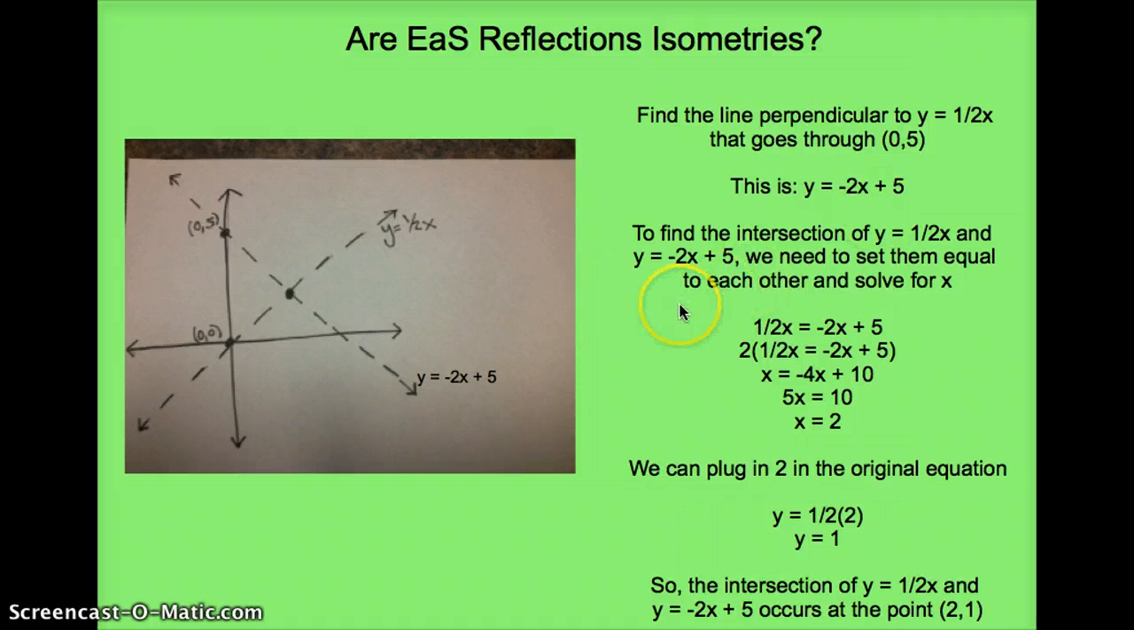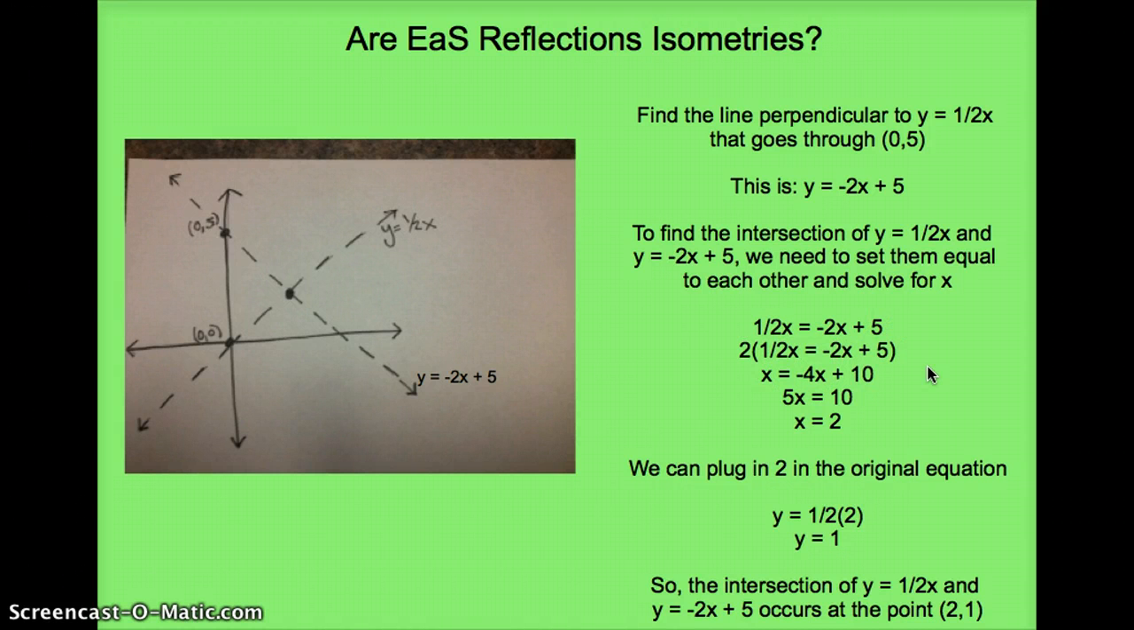So to find the intersection of y equals 1/2 x and y equals negative 2x plus 5, we need to set them equal to each other and solve for x. So this is going to help us find this point. By setting them equal to each other, 1/2 x equals negative 2x plus 5. To get rid of this fraction, we're going to multiply the whole equation by 2.